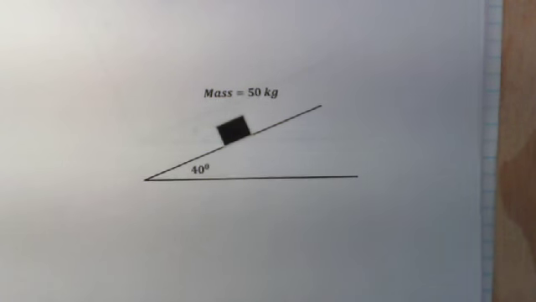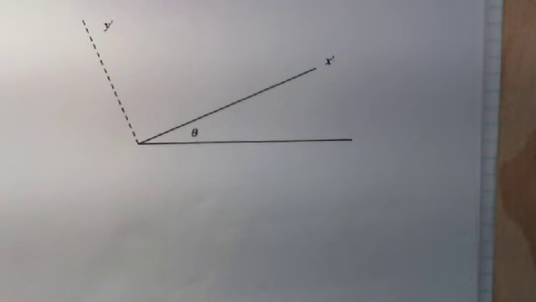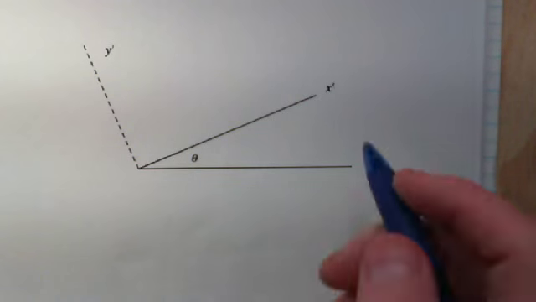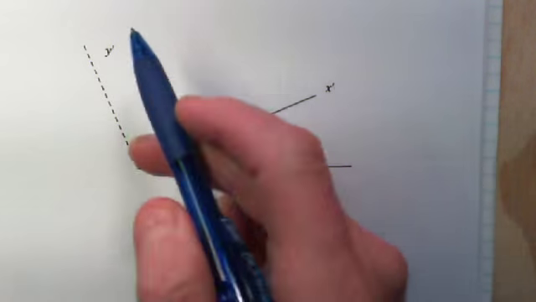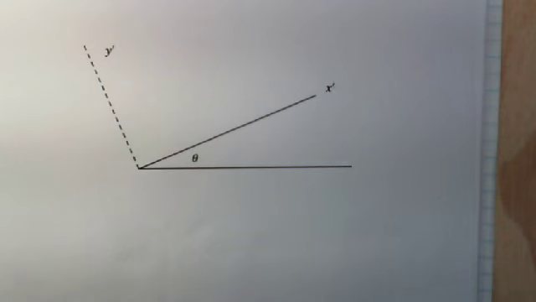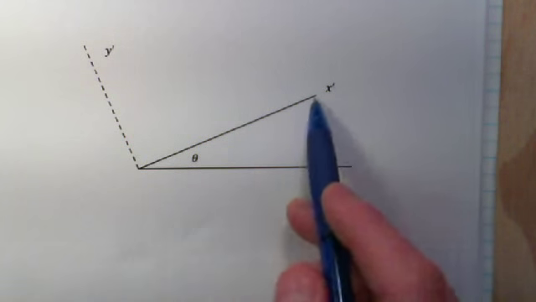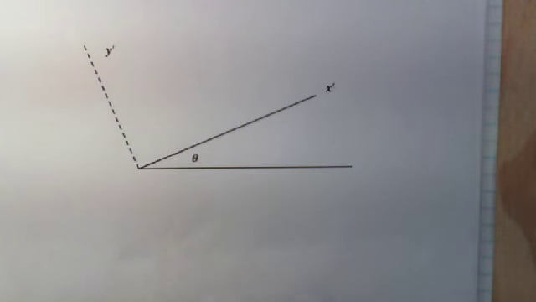What I recommend to my students when they do these problems is set yourself up a new axis system. I'm going to have anything that's parallel to the inclined plane as x prime, everything that is perpendicular to the inclined plane as y prime, and then we're going to work strictly in this axis system and ignore the x axis and the y axis. Alright, let's go back and get this problem started.